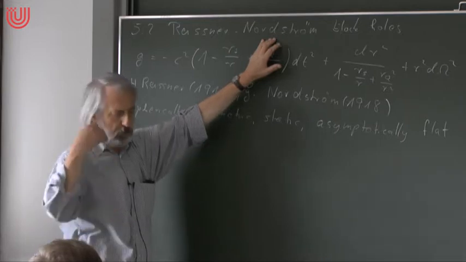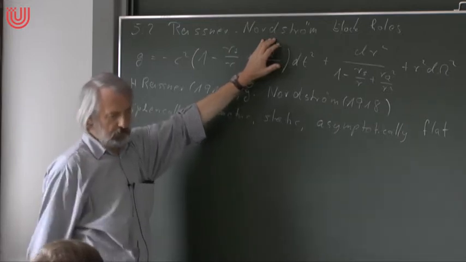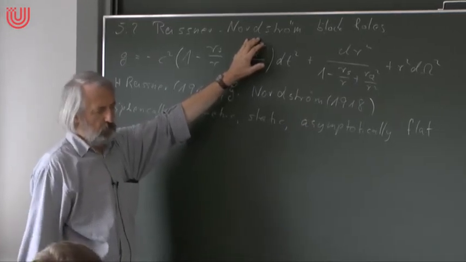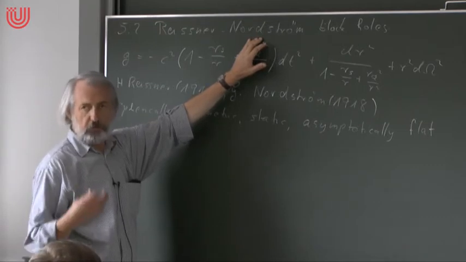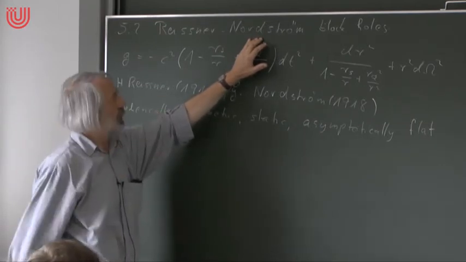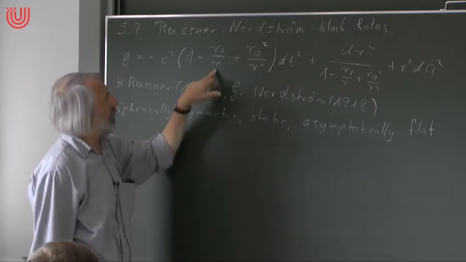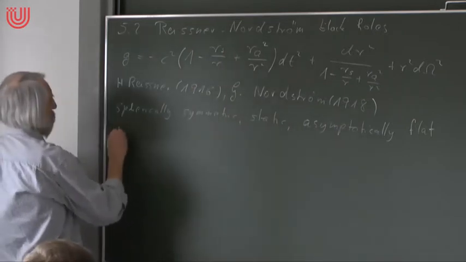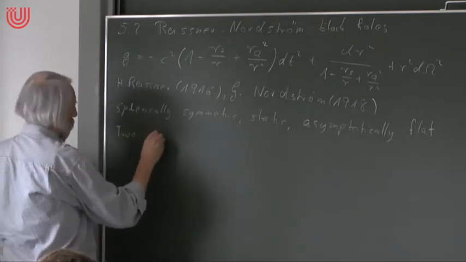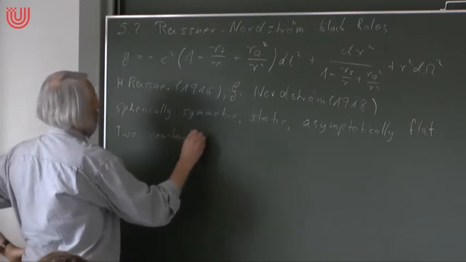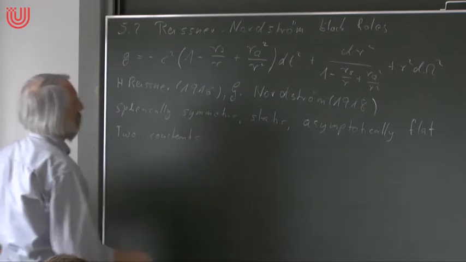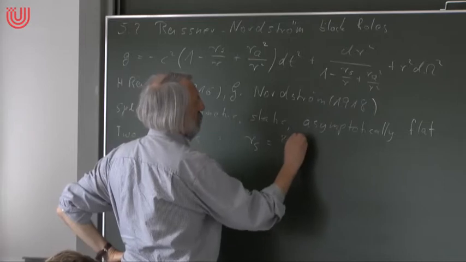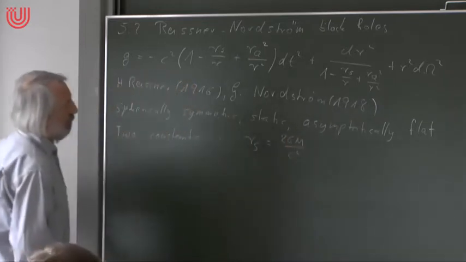Remember how we proceeded when identifying R_S with a mass times some constants. We use a Newtonian limit, which is a good approximation far away from the body. And if you are so far away that this term is much smaller than this here, then the argument is still valid. So we have two constants in the metric. So it's a two-parameter family of solutions, and R_S can be interpreted in exactly the same way as before by comparison with a Newtonian limit.